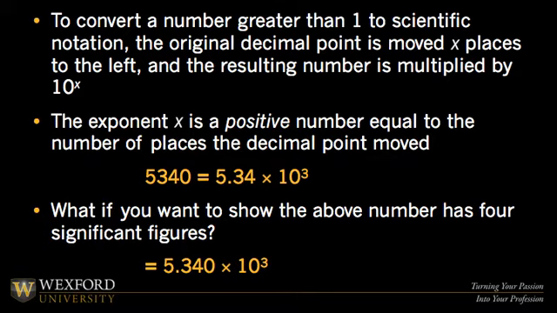So for the example 5,340, it is equal to 5.34 times 10 to the third. If we ask the question, what if you want to show the above number has 4 significant figures? It would be equal to 5.340 times 10 to the third.